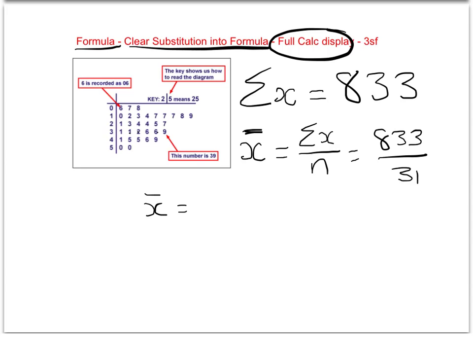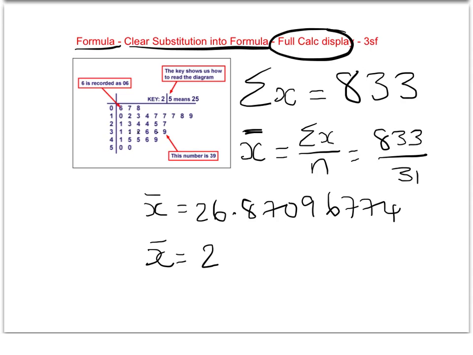So, x bar equals 26.87096774, and then I'm going to say what that is to 3 significant figures. 26.9. 3 significant figures.